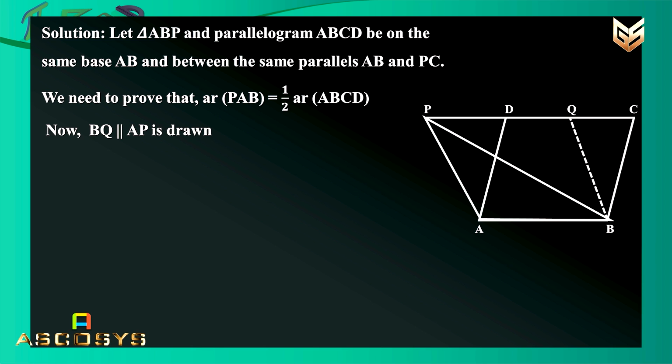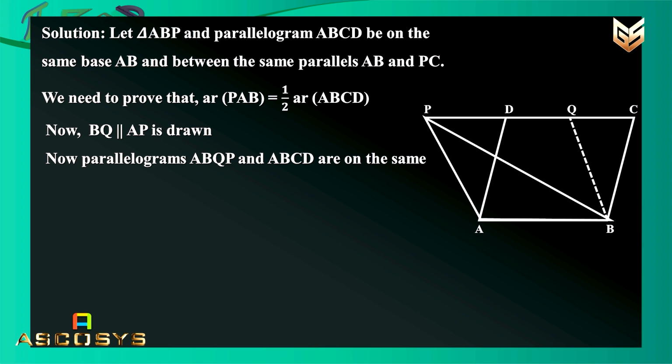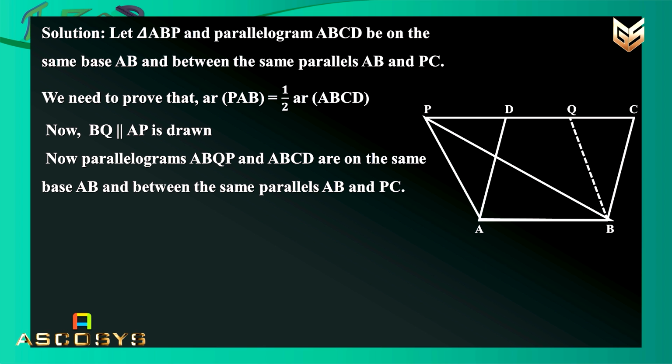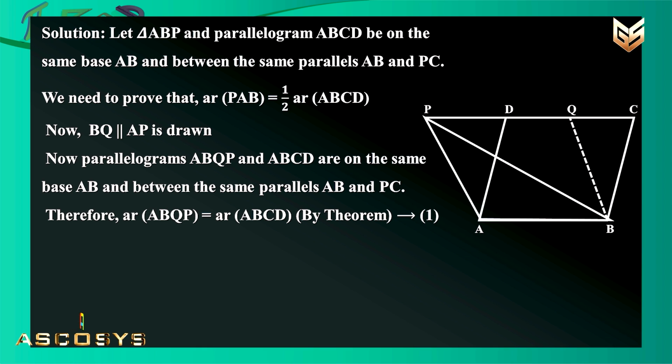First of all, here BQ parallel to AP is drawn. Now, parallelograms ABQP and ABCD are on the same base AB and between the same parallels AB and PC. Therefore, area of ABQP is equal to area of ABCD. Why? By the theorem you all know.